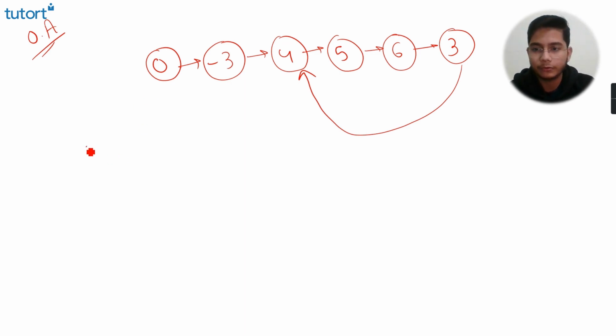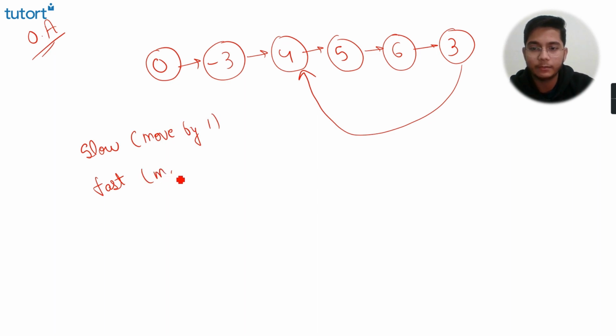So you have to use slow and fast pointers here, right? The slow pointer will move by 1, and the fast pointer will move by 2, right? So you have to make the slow and fast pointers move, and if there exists any condition where the slow and fast pointers match, then there exists a cycle or loop in the given linked list, right? So let's see if it is working or not, right?